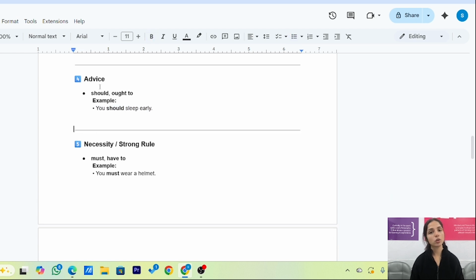Same goes with ought to also. जब आपको कोई काम करना ही चाहिए, you use in a professional way, ought to. So, you ought to sleep early.